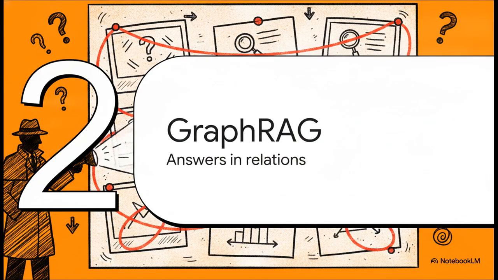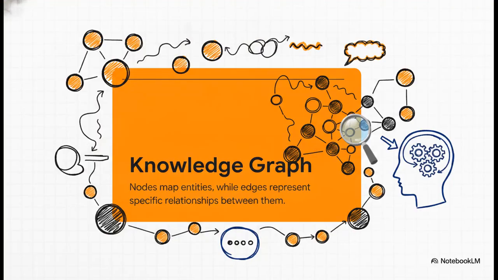Moving on to number 2, graph RAG, finding answers in relations. Now, if hybrid RAG is a superpowered search engine, graph RAG functions way more like a brilliant detective stringing red yarn across a conspiracy board. Here, the system relies heavily on a knowledge graph. In this model, answers don't just live in isolated blocks of text. Instead, they live in the very specific relationships mapped out between entities.